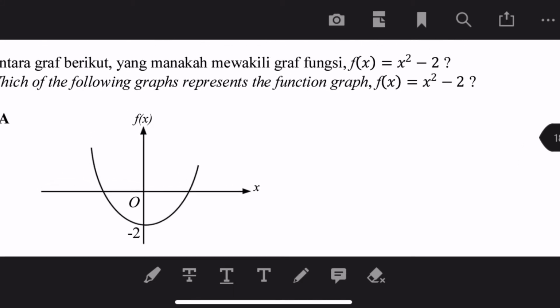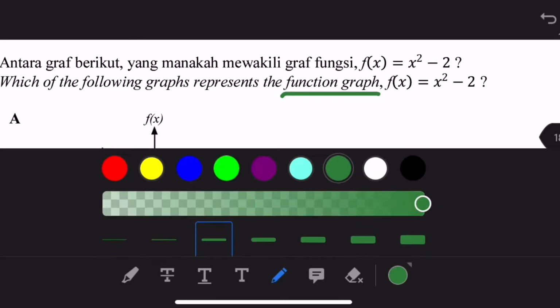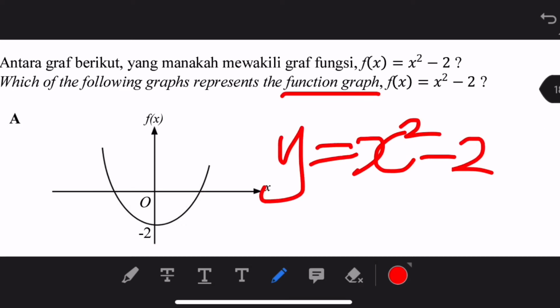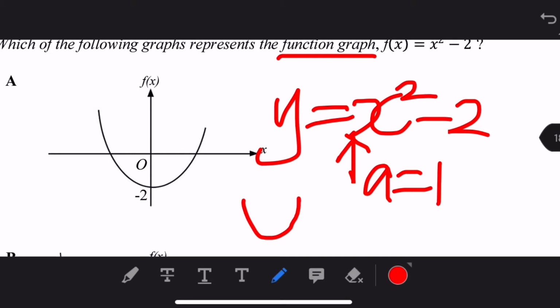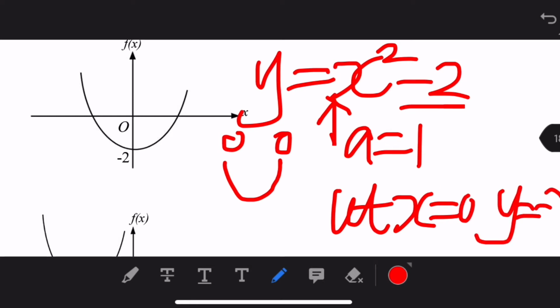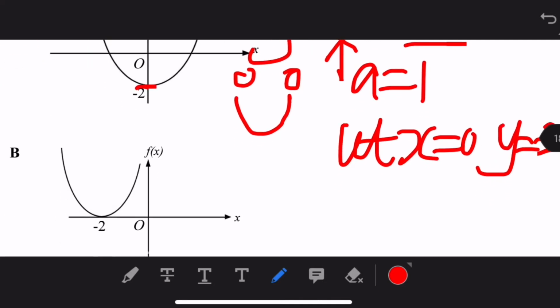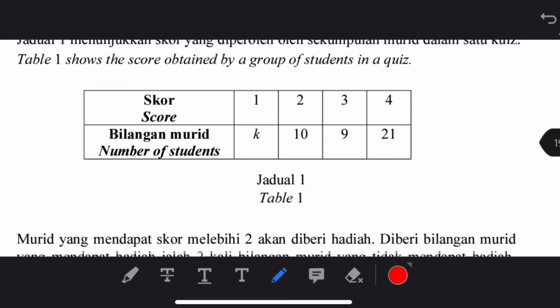For this question is quite simple. Which of the following graph represents the function y equal to x squared minus 2? The y and the f(x) are the same, so we just identify this is a equal to 1, so it's a happy face, and the y-intercept is, let x be 0, y is negative 2, so this should be the answer, happy face, and the y-intercept is negative 2.